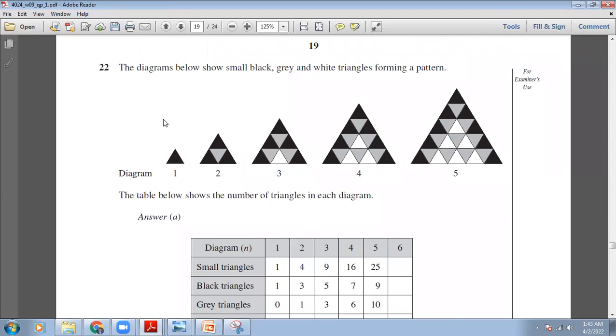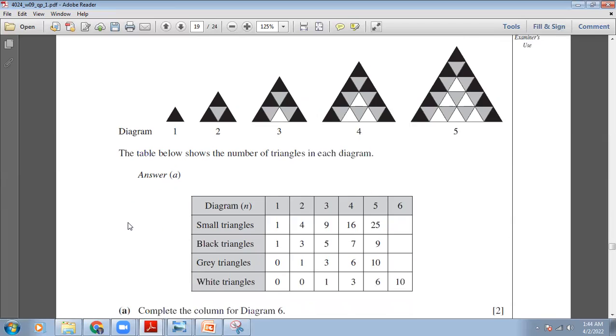Now, question number 22. The diagram below shows small black, gray, and white triangles forming a pattern. In diagram number 1, there is only one triangle, and that is black. In the second pattern, there are 3 black triangles and one gray triangle. In the third pattern, you can see 5 black tiles, 3 gray tiles, and 1 white tile. So the pattern is in front of you.